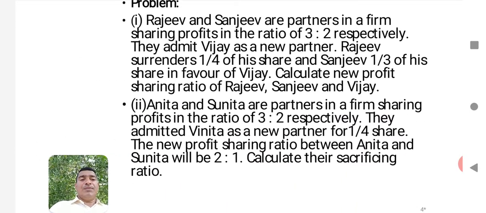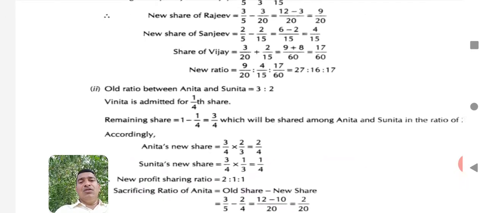Anita and Sunita are partners in the firm, sharing profits and losses in the ratio of 3:2 respectively. Here their profit sharing ratio is given. They admit Vinita as a new partner for 1/4 share. The new profit sharing ratio between Anita and Sunita will be 2:1. Now calculate the sacrifice ratio. Here you see the old ratio is given, that is 3:2. Then Vinita's share is given, that is 1/4. Then the new profit sharing ratio is given, that is 2:1. And on the basis of that, you have to calculate the sacrifice ratio. Now let us try to solve this problem.